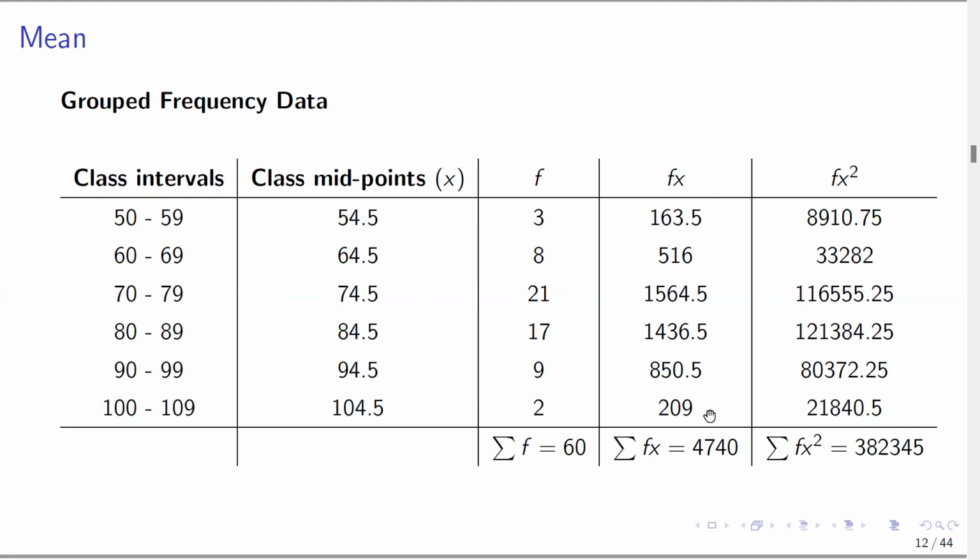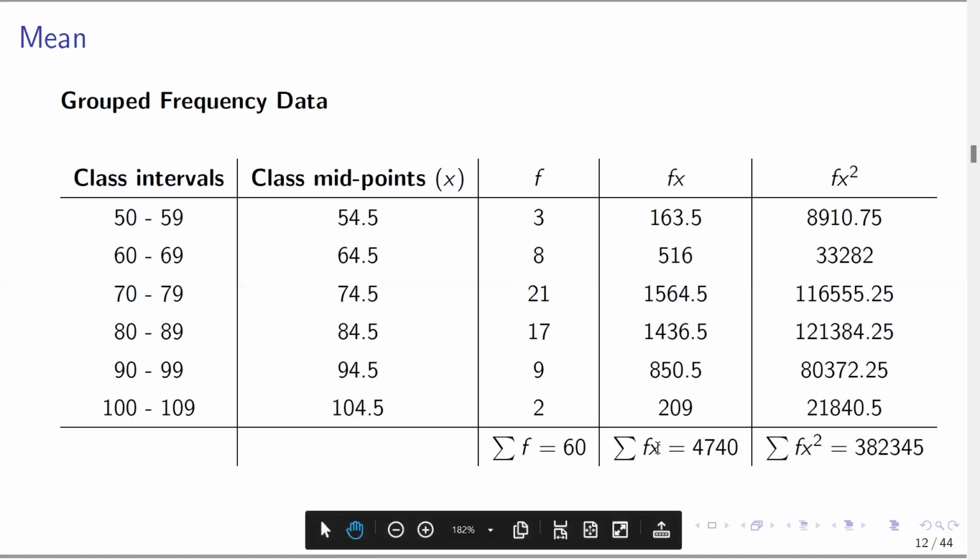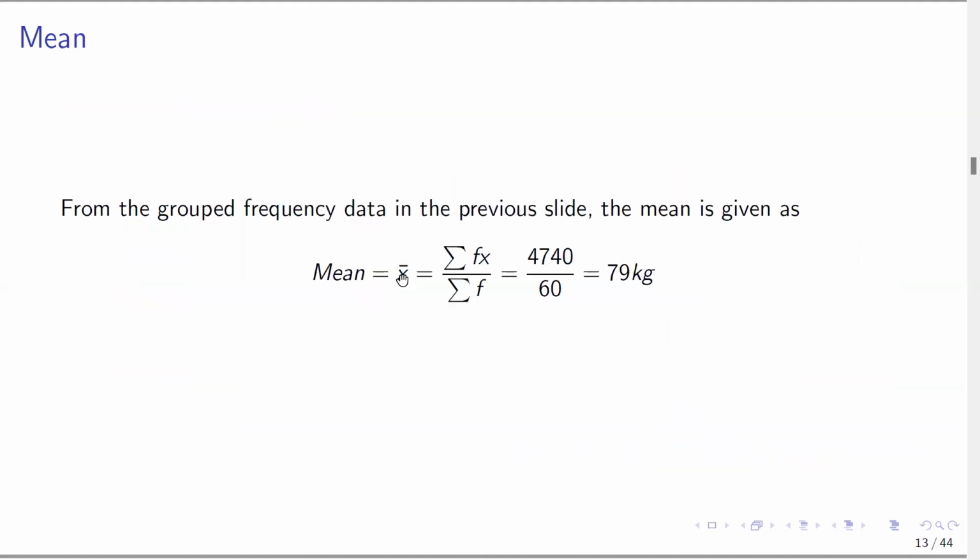This is enough for finding the mean. The f of X squared column has been provided, but we do not need it at this point of finding the mean, so let us ignore it for now. So you simply sum up your frequencies, and then you sum up your fx column as well. How then do you find the mean? Back to the formula. The mean is the summation of fx over the summation of f, which is equal to 4740 over 60. Finally, the average weight of patients who attended the laboratory is 79 kg.